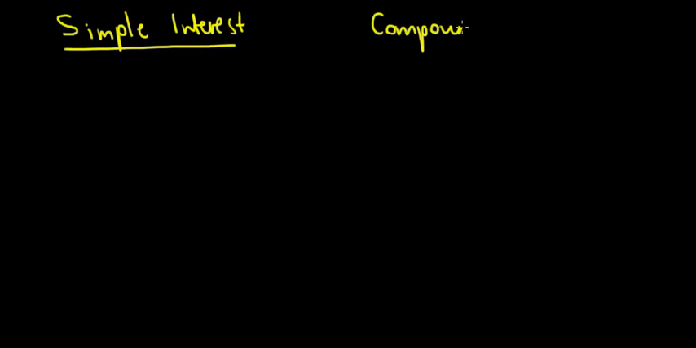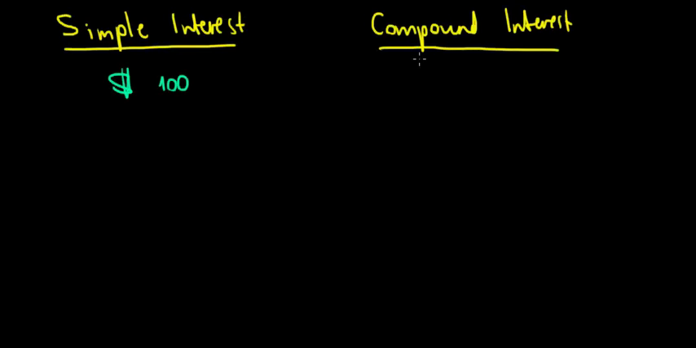So compound interest. Let's solve it with an example to see what it's about. Let's say we have $100 in both cases. Here we have $100 and here we have $100. And let's say that the interest rate equals 10%. That's 10% per year, so let's suppose that our timing is per year. Okay, so let's see what happens.